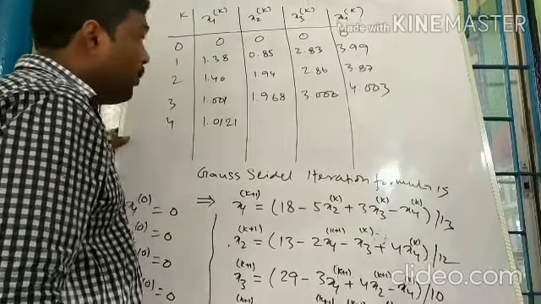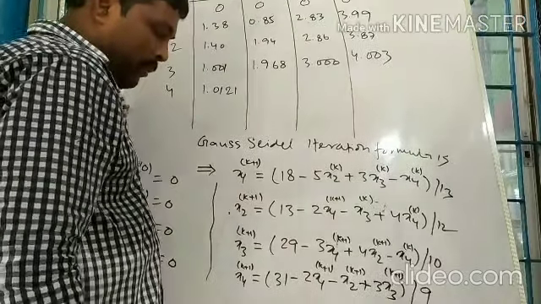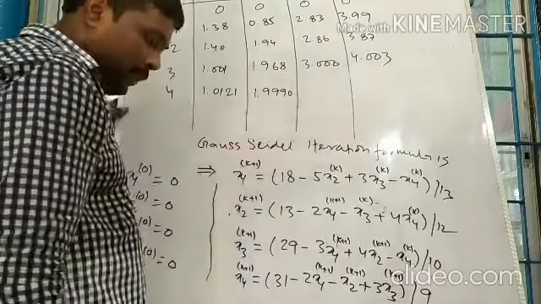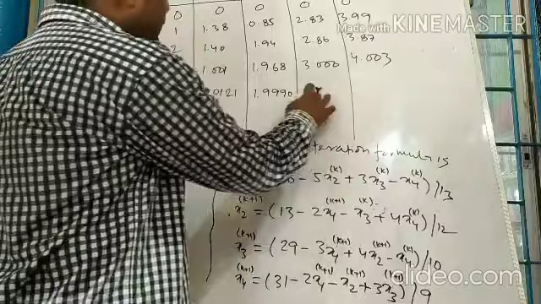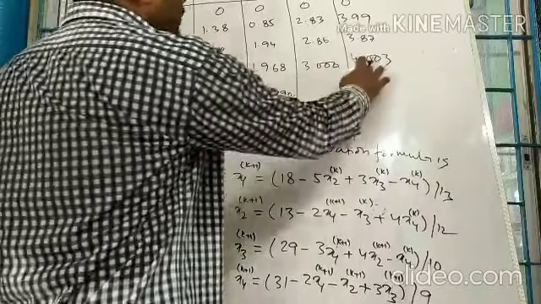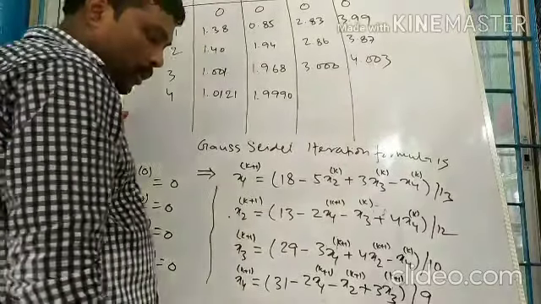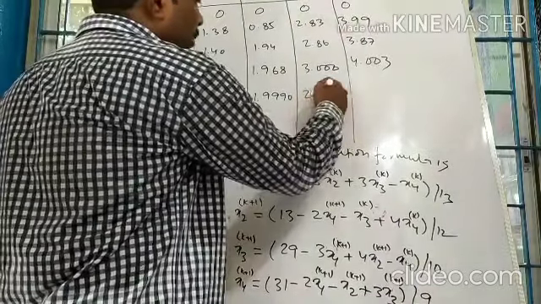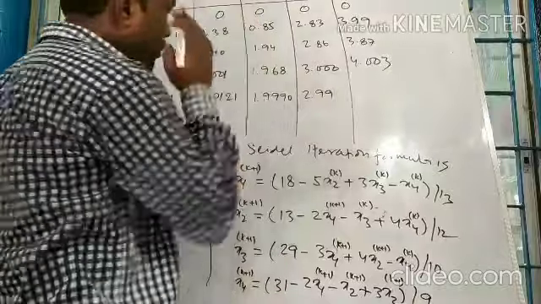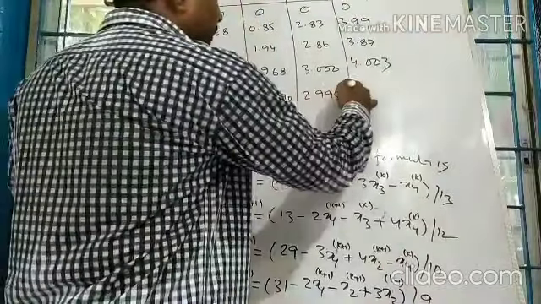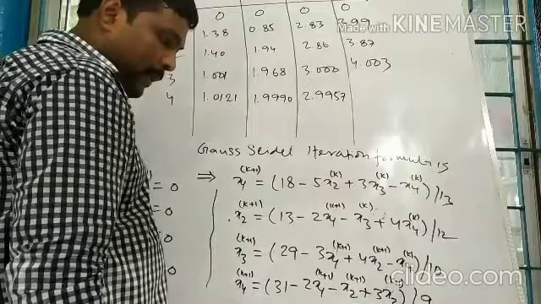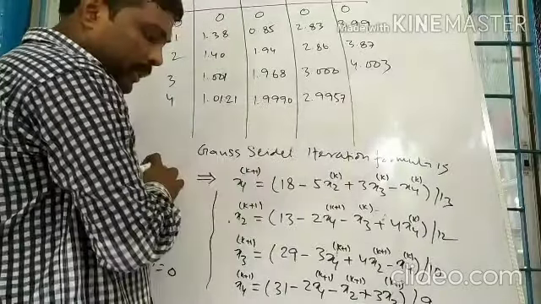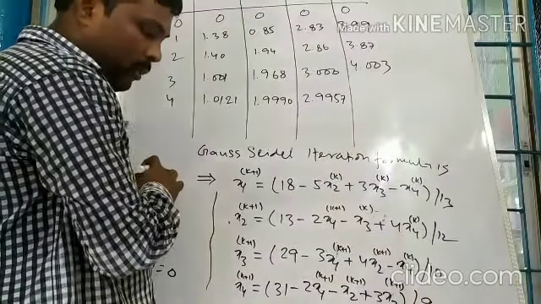1.3990. Then calculate x3 using these two present iterative values, and this is the previous iterative value. This is 2.9957. Then calculate x4 using these three present iterative values. This is 3.9960.